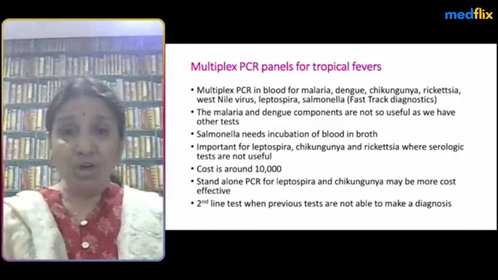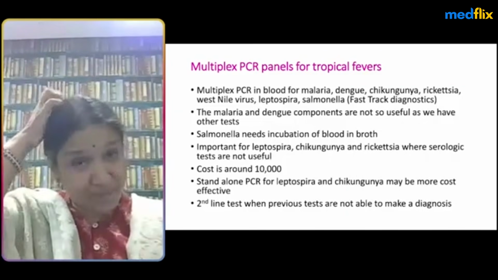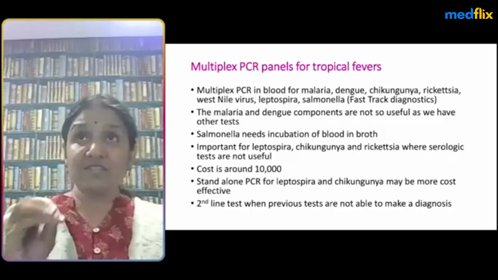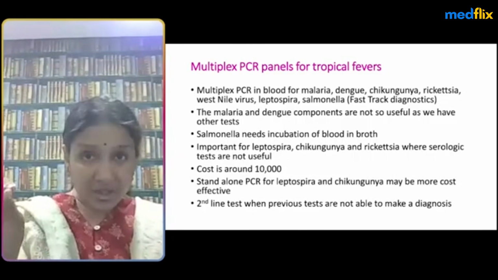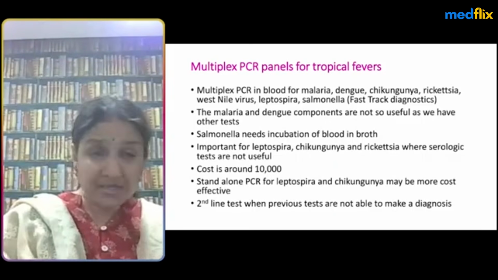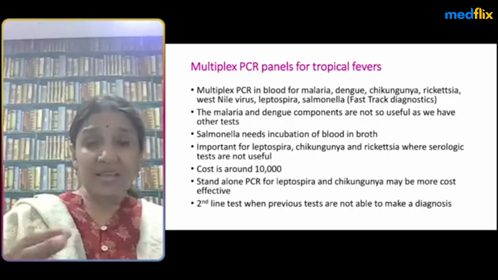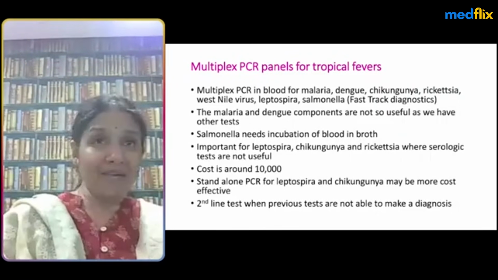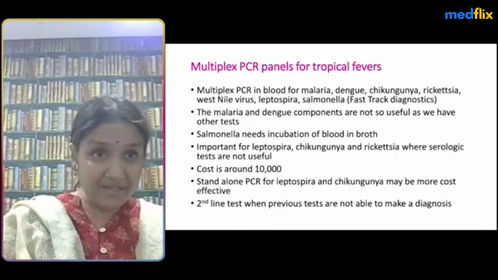Now, these have really come into the market, the tropical fever panel. In fact, you will see large billboards talking about the tropical PCR panels. And these panels test for dengue, leptospira, malaria, salmonella, chikungunya, West Nile, etc. Now, these panels are costing about 5 to 10,000 rupees. So normally we don't ask for this panel upfront, because most often you can make a diagnosis on the basis of your NS1 or your malaria parasite.